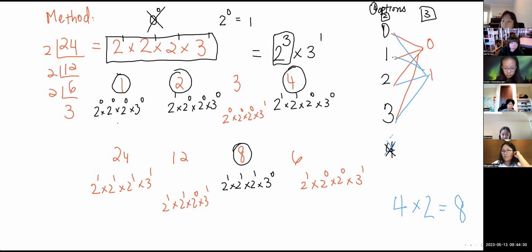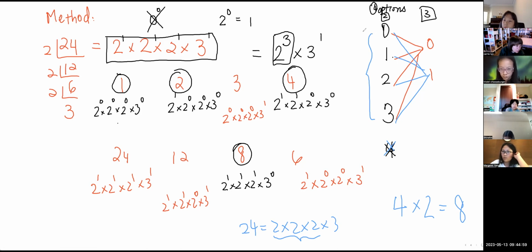Because no, we cannot use 4, because the maximum number we have for the 2 is 3. There are only three 2's, so it's impossible to use 4. Because 24 equals 2 times 2 times 2 times 3, right? So that's why the maximum number we can use for 2 is 3. But we have 4 options. Why? Because we can use 1 time, 2 times, 3 times, or not use it at all. Understand?